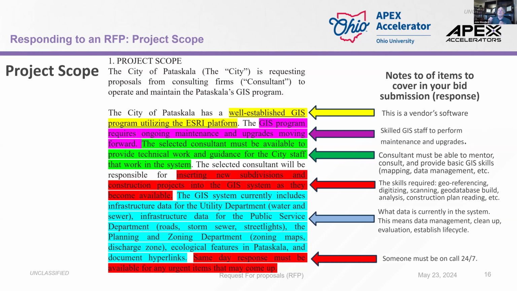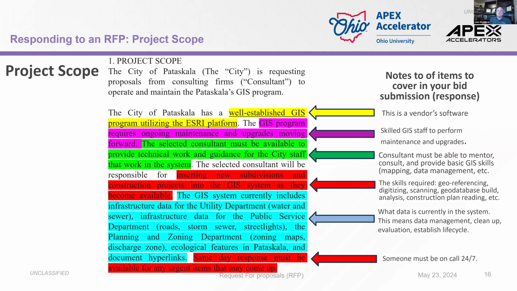The next one, GIS program requires ongoing maintenance and upgrades moving forward. That means I have to have skilled GIS staff to do that. This is just coming out of the project scope. And this is only a 6-page solicitation. That's what they put out, was 6 pages of information.